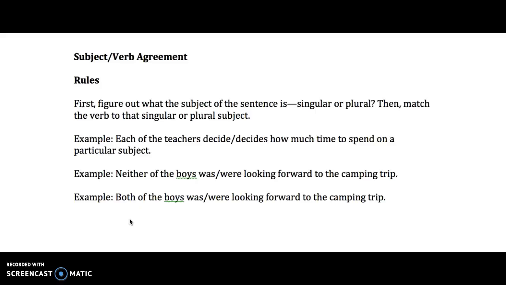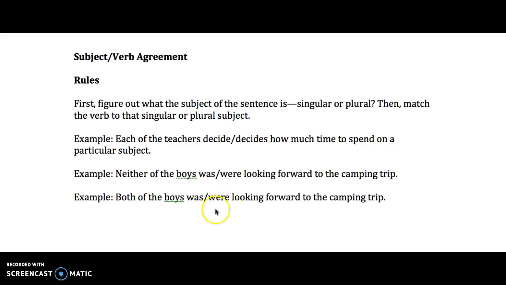Both of the boys was or were looking forward to the camping trip. So we got to figure out the subject, and you should know by now it's not boys, it's both. Both is actually the subject of that sentence. Both of the boys. And both, we know, is plural, right? You can't have one both. It's two people. If we say both of us, it's at least two people. So both is plural. So that means we need to choose the plural form of the verb, which of course is were.